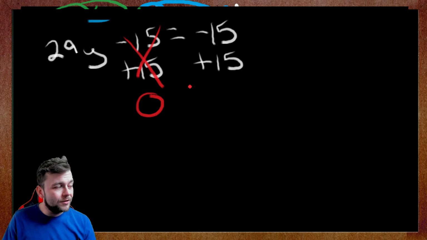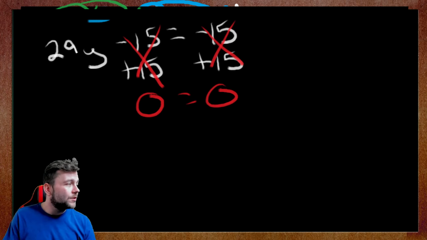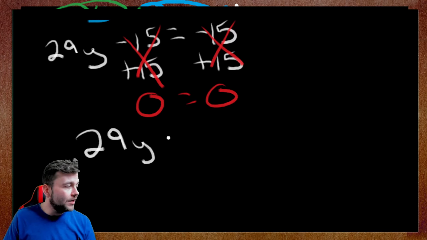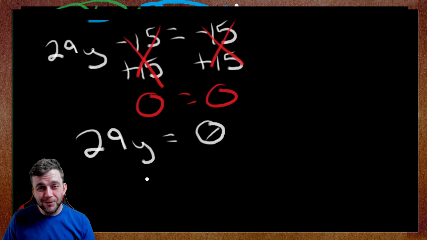What happens here? Negative 15 plus 15, that also goes to 0. And so what we have is 29y equals 0. Okay. You know, kind of comfortable still, right?